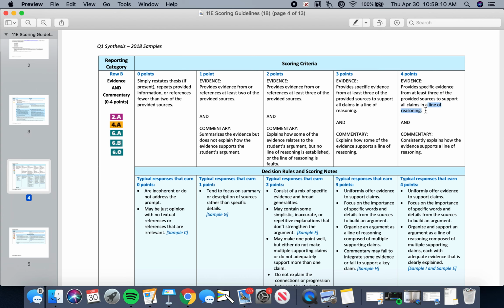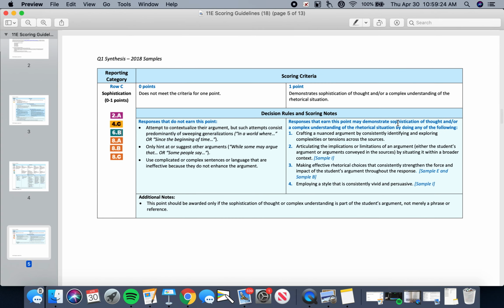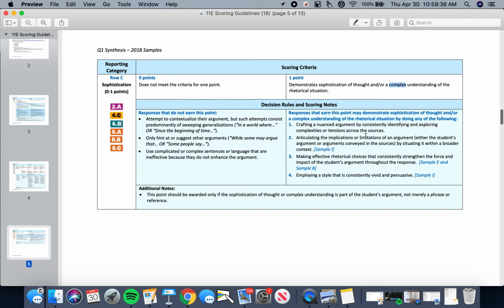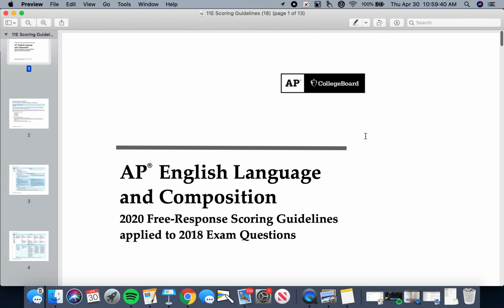That will be clearly spelled out in the prompt, whether you're honors, regular, or AP, but you will need to use at least 3 sources. You probably should use more like 4, but at least three sources to support your assertions. And then finally, you get one highbrow point for sophistication of thought or for a level of complex understanding of the rhetorical situation. So that is what is going to be evaluated in your Unit 6 test.